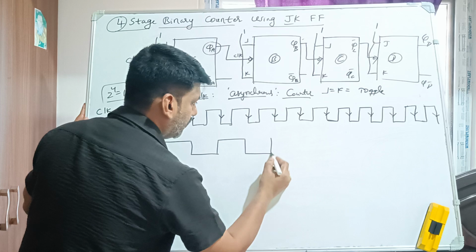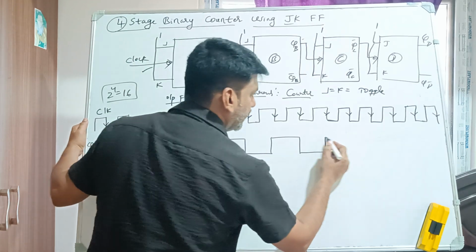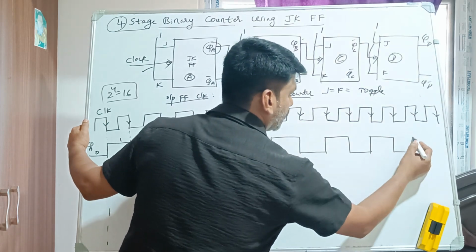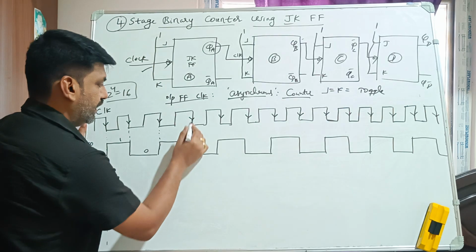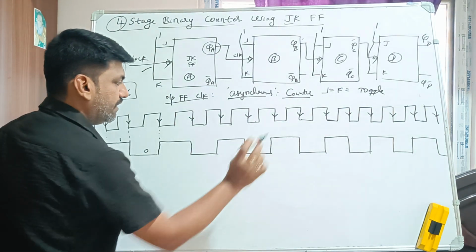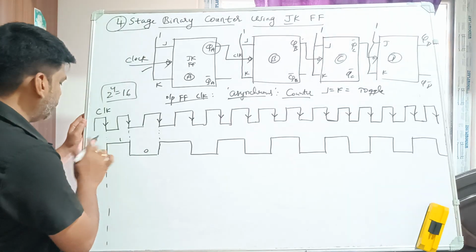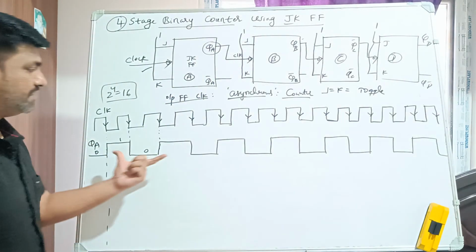You can just look at now. Wherever the negative edge is there, I am drawing the toggling condition, right? So look at this negative edge, negative edge, negative edge, I am drawing. So now what is this? This is QA. The output of the first flip flop is this one.